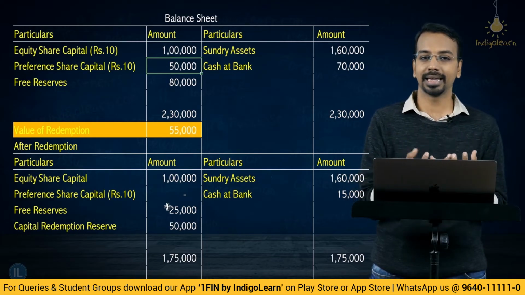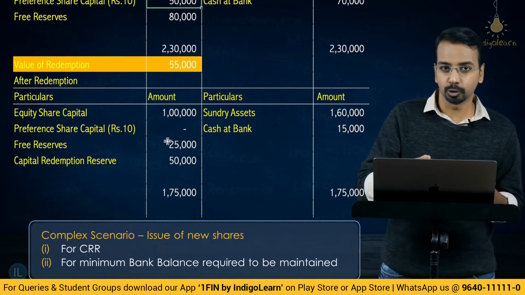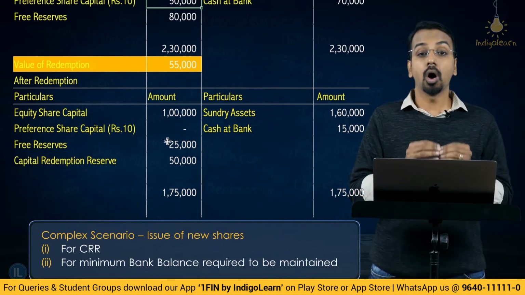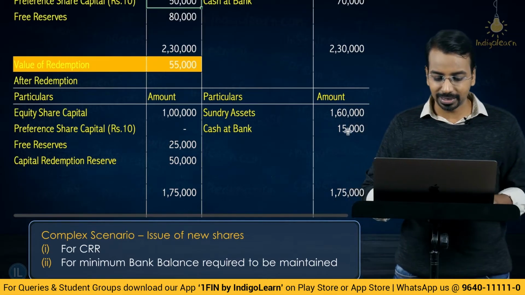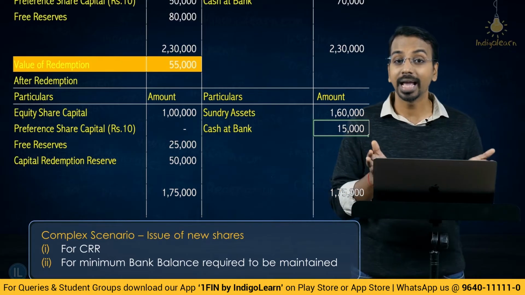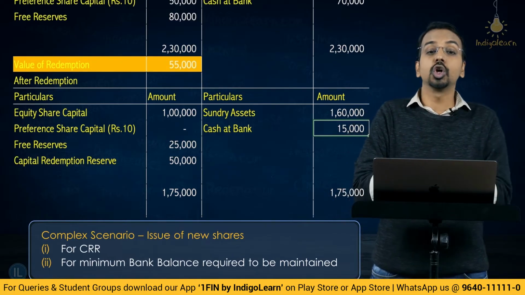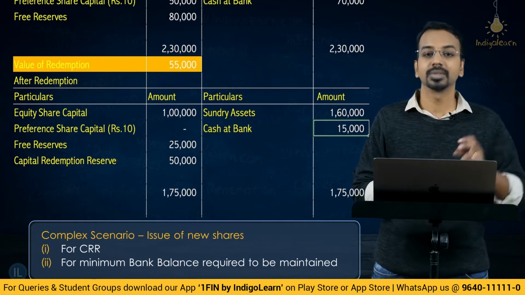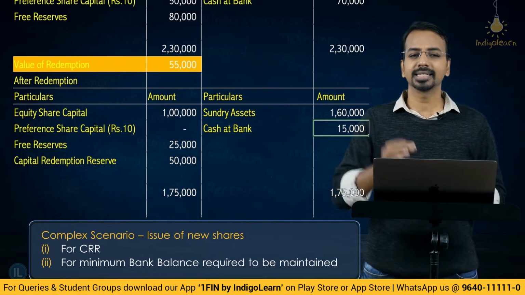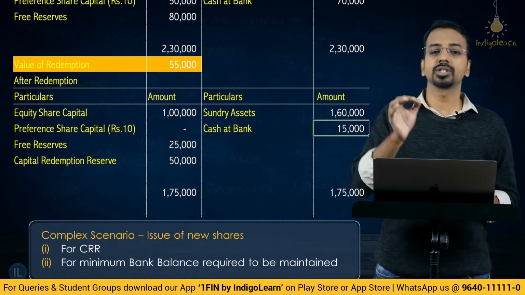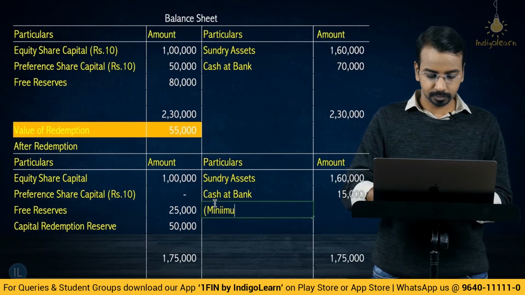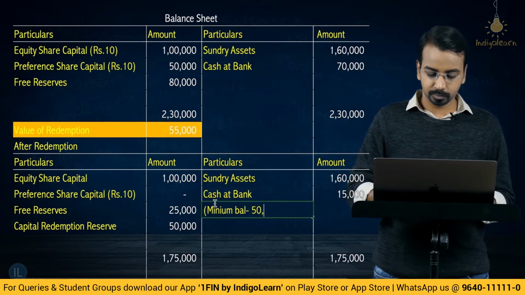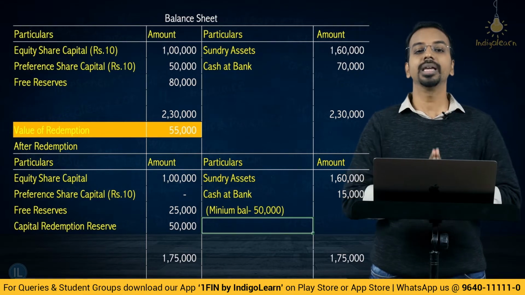Now complexities arise when new shares are issued, or there is a requirement to maintain a minimum bank balance. Now in this case the bank balance has come down to 15,000. The question may ask that the bank balance should not fall below some specified number. Let us say the question has mentioned that at least you should have 50,000 in your bank account. So what is the requirement? Minimum balance should be 50,000.